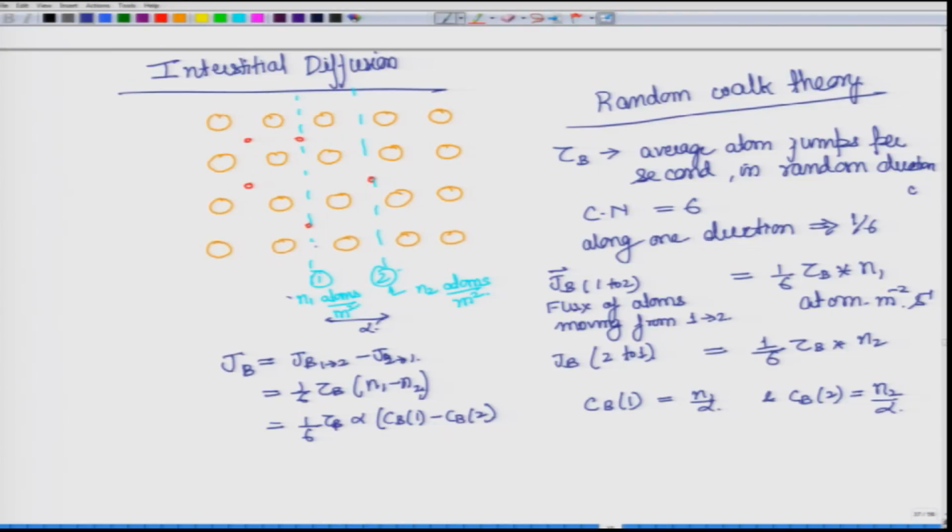We can convert it, but this change in concentration from 1 to 2 can also be written with a minus alpha, because concentration is decreasing when we go from 1 to 2. So, Cb1 minus Cb2 is a decrease, which is represented by a minus sign, del Cb by del x, assuming this is the x direction. So, we can again replace it over here, and what we get is a quantity like this.